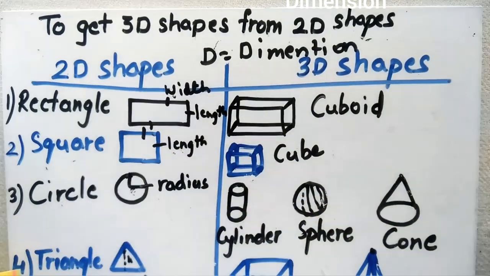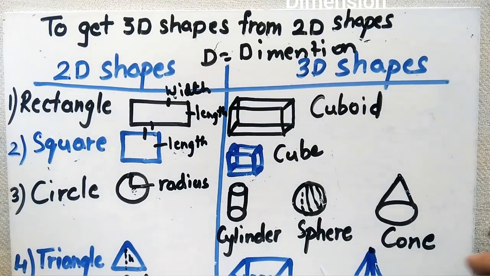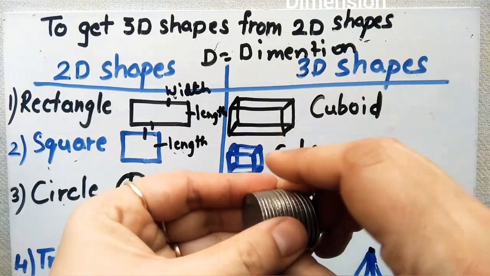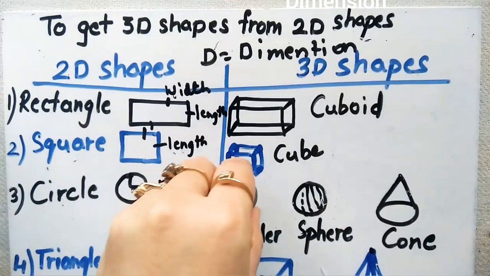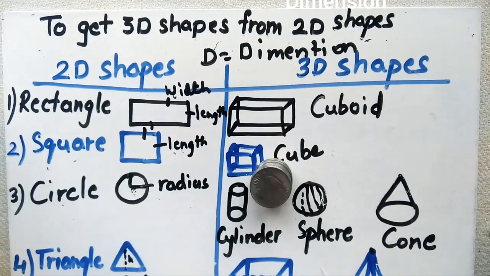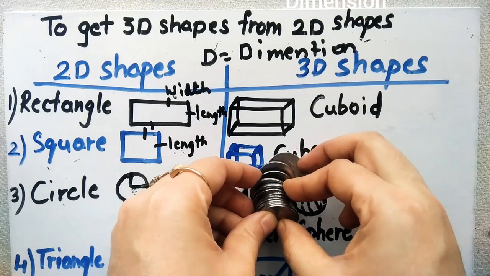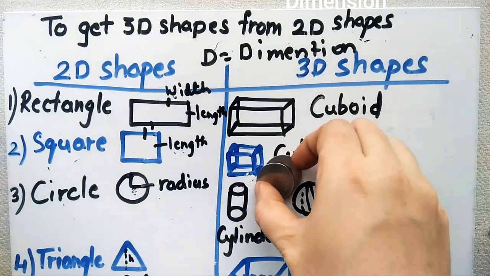Now a circle has a radius, but when you stack all the circles, I couldn't find anything, so I got a coin to show you. When you stack all the circles on each other like this, you will get a cylinder, because it now has height also, which is your third dimension.